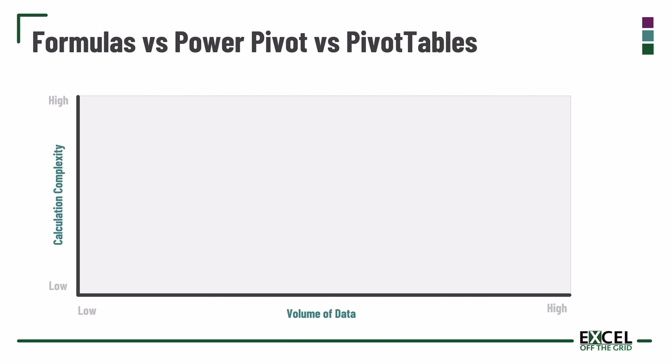For this video, we are going to plot the tools on our chart. On the left, we have calculation complexity, and across the bottom, we have volume of data. Formulas can handle a high level of complexity. And even though we haven't covered it in this video, we all know that formulas struggle with large volumes of data. So this is where formulas belongs on our chart. Now this is meant to be indicative, it's not an exact measurement. Next, let's turn our attention to Power Pivot.